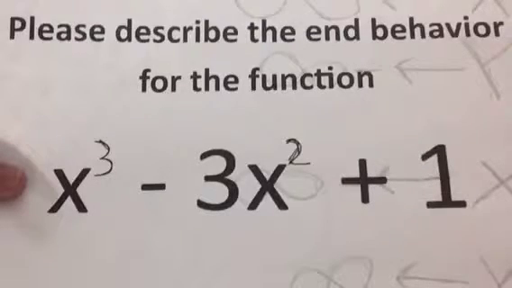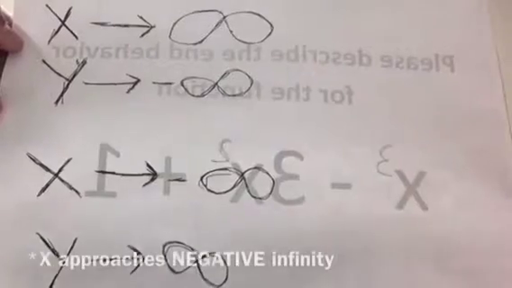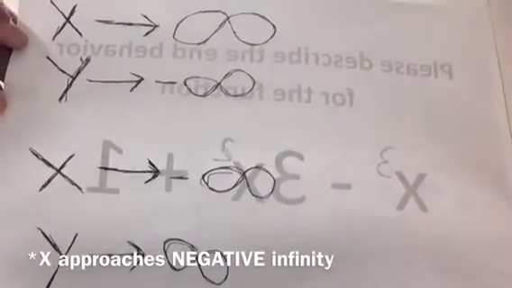Please graph the following function: f of x equals x cubed minus 3x squared plus 1. Your answer should be, as x approaches negative infinity, y approaches negative infinity, and as x approaches infinity, y approaches infinity. Let's go to Chef Phil.